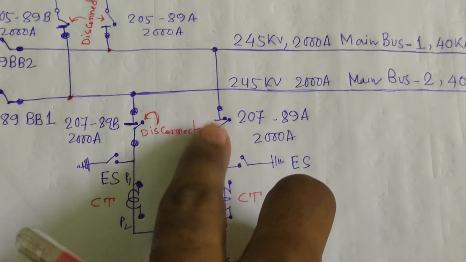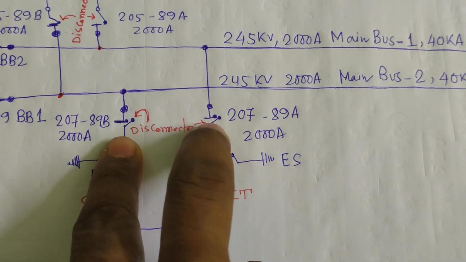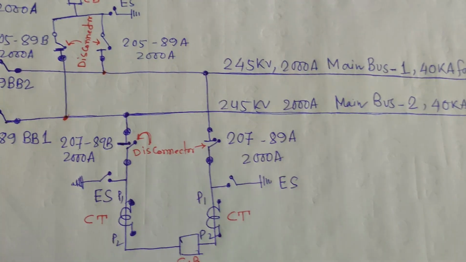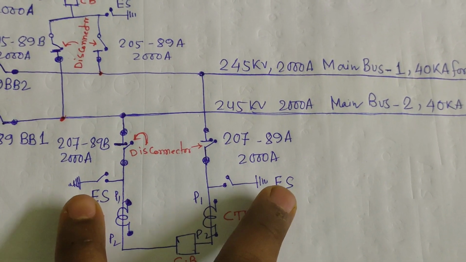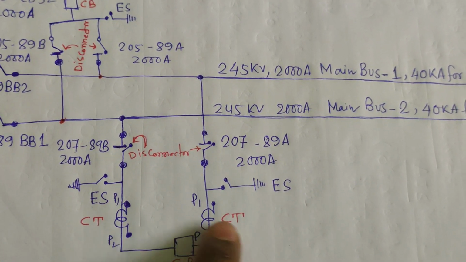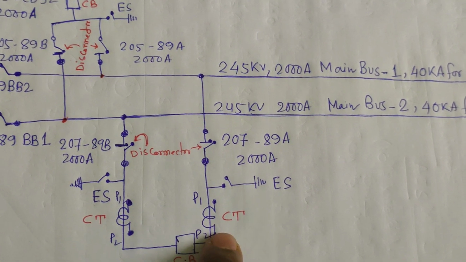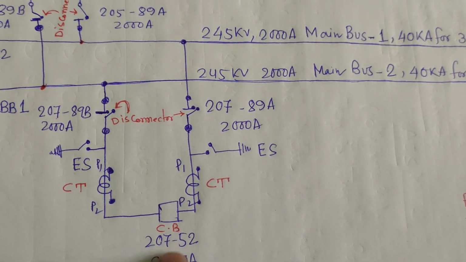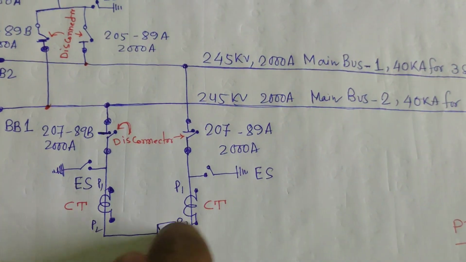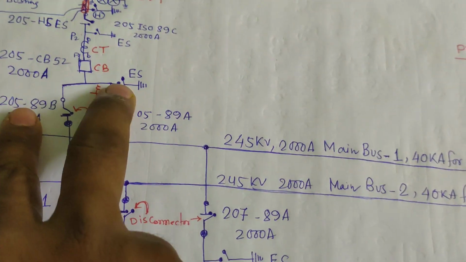Here we can see two disconnectors coming from the two buses, and again two earth switches present. If necessary we will put in service both CTs present for bus 1 and bus 2, and a 2000 ampere circuit breaker is put in service for paralleling these two buses or two lines.